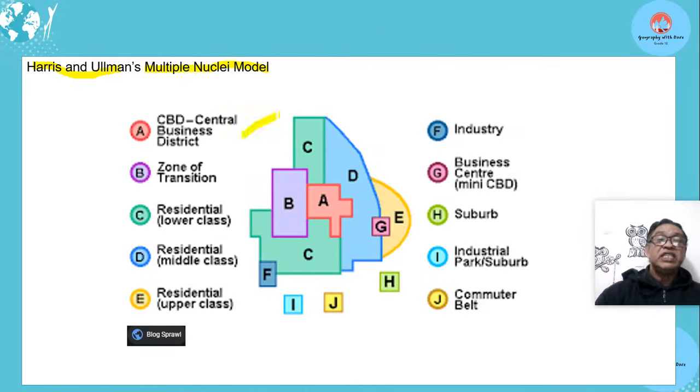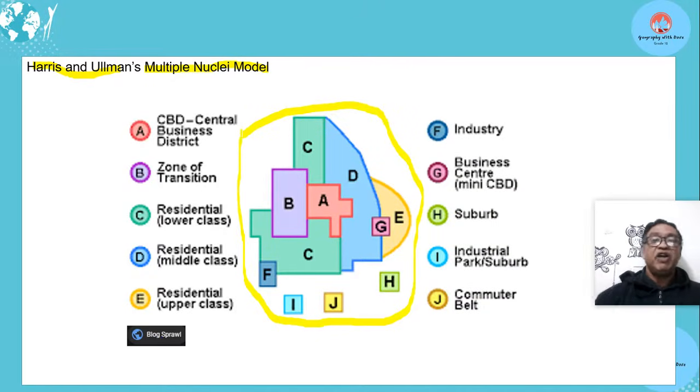Harris and Ullman said this is an example of a multiple nuclei model. Let's say, for instance, in a place which is a recreation town and there are no industries, then there won't be industries found. So the example of a model will change for each city depending on what the need is, what the nuclei is, and what the land use zones are. So there wasn't a set model for this. This looks very, very realistic.